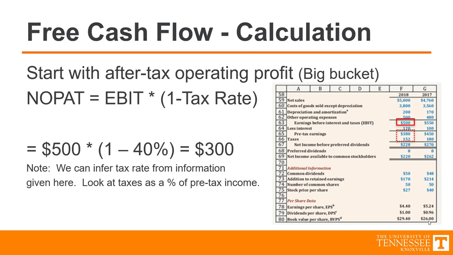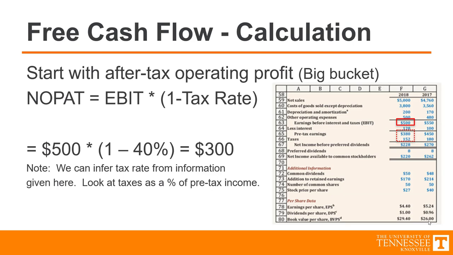So we're going to start with this number called NOPAT, net operating profit after taxes. So it is, in effect, the big bucket that we're going to be using to fill up our investment buckets. And then whatever is left over, we're going to term free cash flow. So NOPAT is equal to earnings before interest and taxes, EBIT, times 1 minus the tax rate.